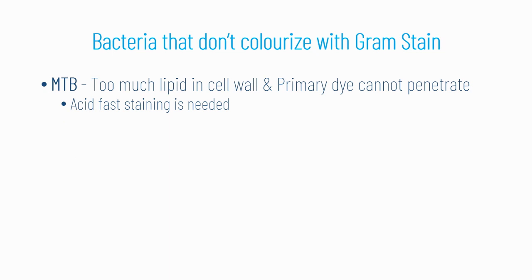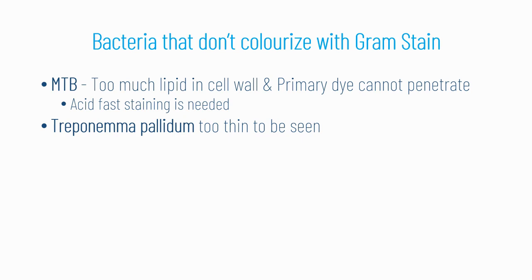There are certain bacteria that do not colorize with gram stain. For example, Mycobacterium tuberculosis. It has too much lipid in the cell wall and the primary dye cannot penetrate. So we perform acid-fast staining to visualize this. Treponema pallidum is too thin to be seen under bright field microscopy. So we perform dark field microscopy or fluorescent microscopy.